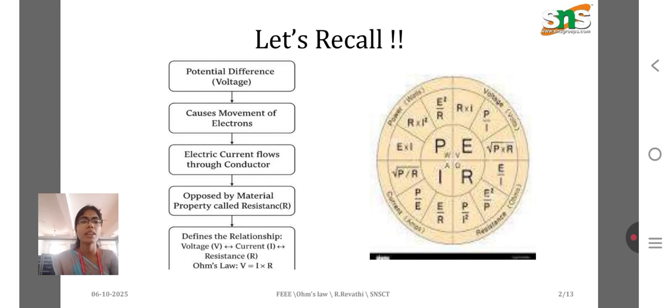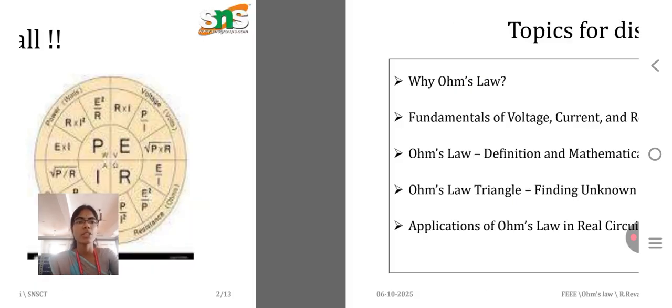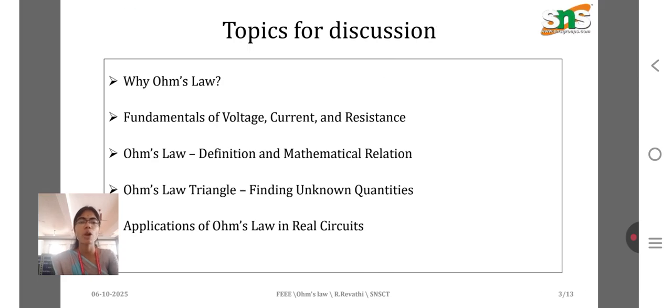So we all know that current is denoted as I and voltage is denoted as V. And resistance is R, which resists the flow of charges, which is current, and the conduction of electric flow of charges is mainly focused on the conductors. So in today's class we are going to discuss Ohm's law.